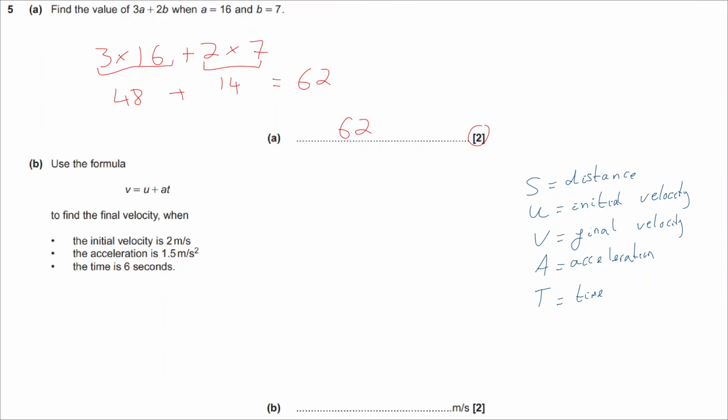So now if we look at the question, here's your formula, and we're trying to find the final velocity when the initial velocity is 2. So we can say that, well, we know that the initial velocity from over here is the letter U. We also know that the acceleration is 1.5, and we know that the acceleration is given by A. So that's going to be A. You could also write lowercase a for acceleration.